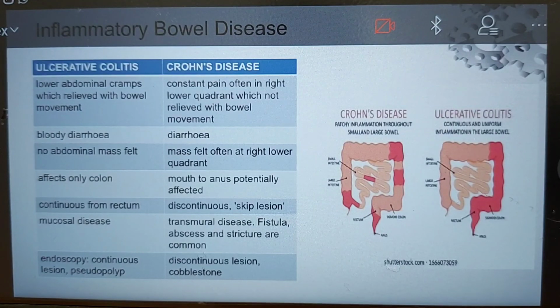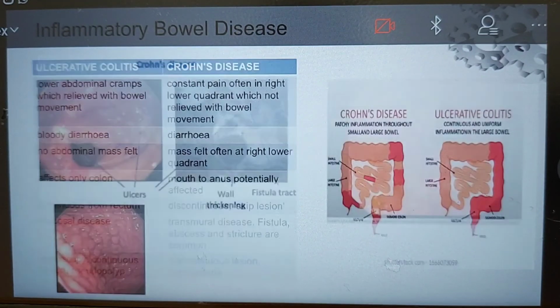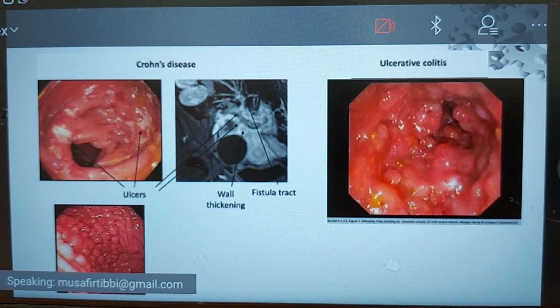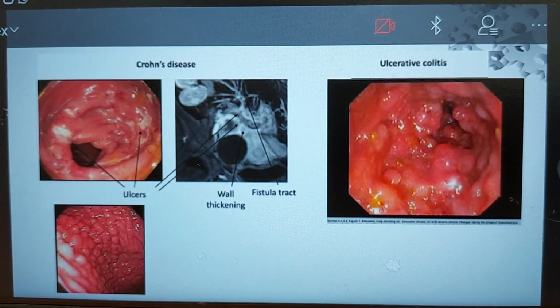So from the endoscopy, if it's Crohn's disease, then you will see, like I said just now, that fistula, abscess, and stricture are common. You can see from the picture here, and the patient will also present with the discontinuous lesion, which is known as the cobblestone. The cobblestone is actually longitudinal and circumferential fissures at the ulcer. They separate the islands of mucosa, giving an appearance of a cobblestone.